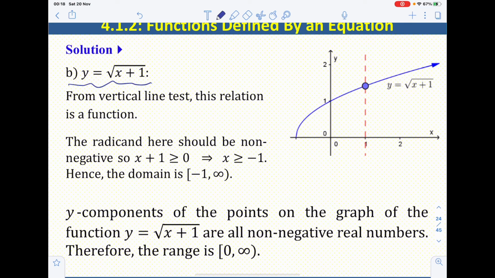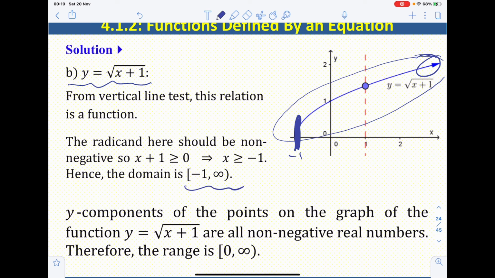Okay, y equals square root of x plus 1. This is the drawing of the graph, and it's obviously a function because each point in x corresponds with exactly one point in y. And if we want to find out the domain, we can see that the domain, which is the x values, starts at this point, which is -1, and continues to infinity. So from negative 1 to infinity, while the range, which is the y component, starts at this point and also continues to infinity, so 0 to infinity.